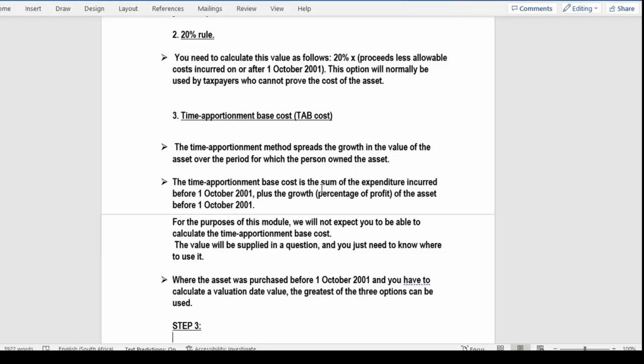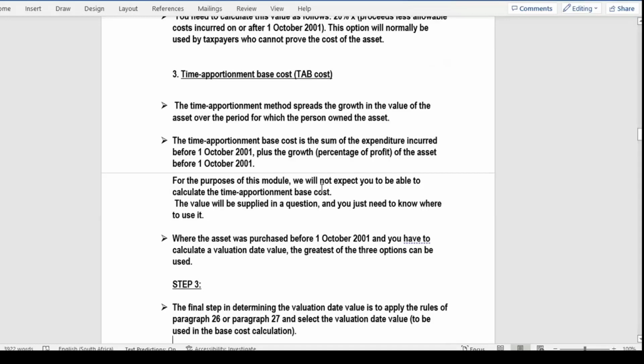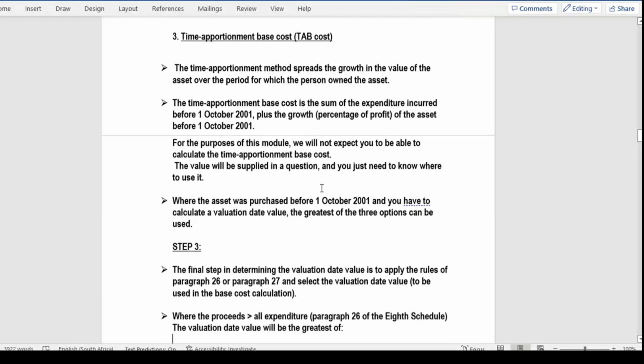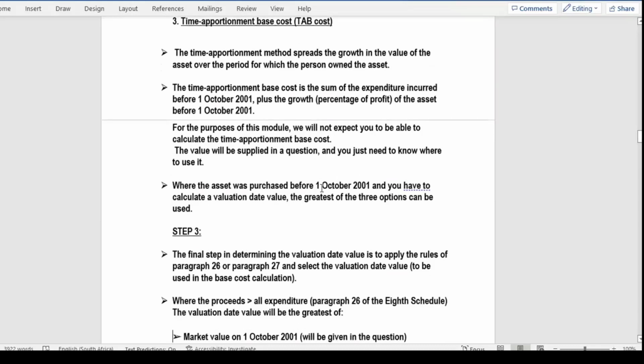The question further says that for the purpose of this module, we will not expect you to be able to calculate the time apportionment based cost, meaning that you will be given that in a scenario or a question. The value will be supplied in a question, and you just need to know where it is used. Where the asset was actually purchased before the 1st of October, and you have to calculate the valuation date value, the greatest of the three options can be used. So you're going to look at the bigger value between your TAP, the market value, as well as your 20%.